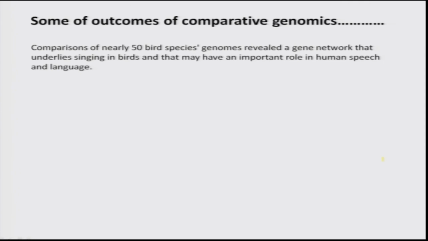Another example is how even birds can help us understand how we are able to speak, right? This is a landmark study again. Comparisons of nearly 50 bird species' genomes revealed a gene network that underlies singing in birds that may have an important role in human speech and language. So language is not limited to humans. All species communicate. They communicate in different ways.